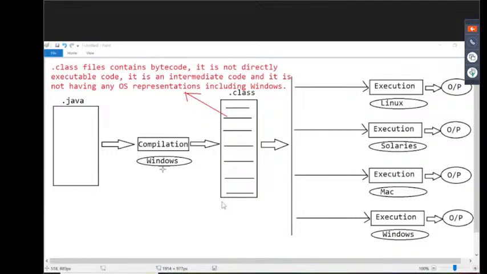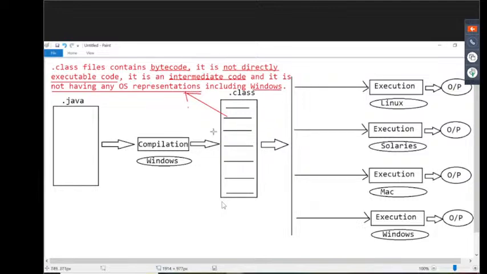We compiled our program in the Windows operating system. We got a .class file. What is the nature of the .class file? What code does it contain? Bytecode. What is the nature of the bytecode? It is not directly executable code. It is an intermediate code, and it is not having any operating system representations, including Windows representations.